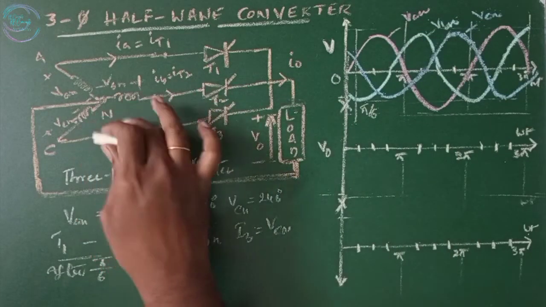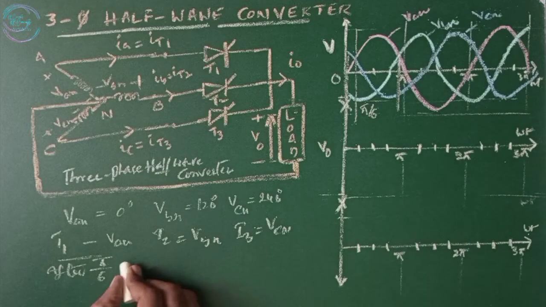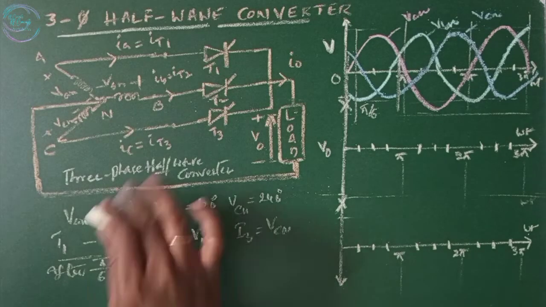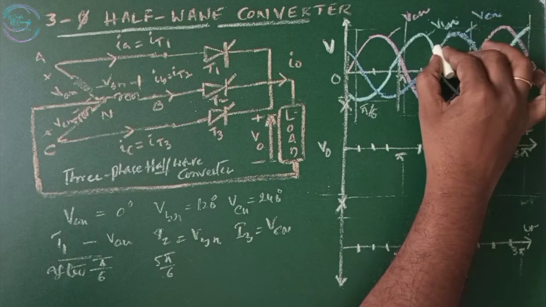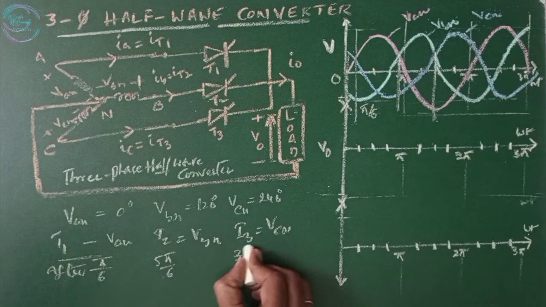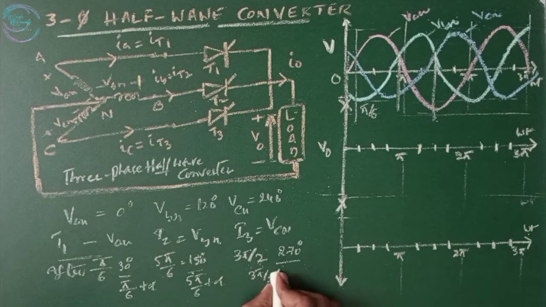And T2 is connected to VBN, so it can be turned on after this value. 30 plus 120, it is 150, so 5 pi by 6. T3 is connected to VCN, so T3 can turn on when VCN is positive, at 3 pi by 2. Firing angle given to T1 after 30 degrees, T2 after 150 degrees, and T3 after 270 degrees. Then T1 can be turned on at pi by 6 plus alpha, T2 at 5 pi by 6 plus alpha, and T3 at 3 pi by 2 plus alpha.